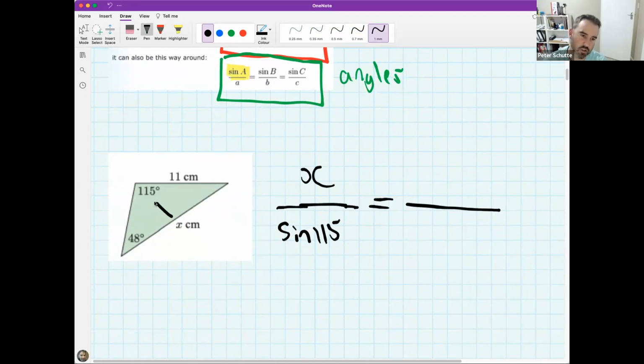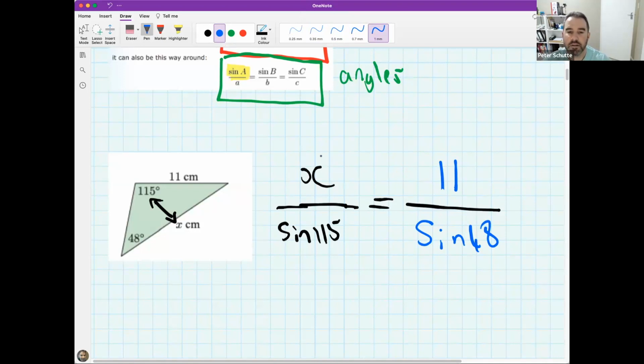Yes, because these two are a matching pair. And then here, what is the other matching pair? What's the other matching pair that's going to fill out the space here? So it was a side on top here. So what should go here? I think it's going to be the other side. And then I get the sine of 48.